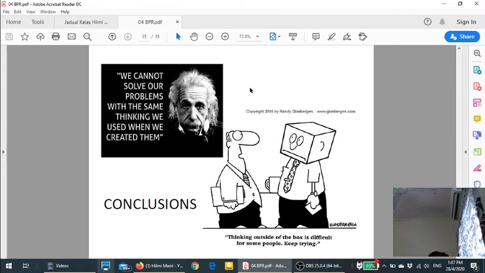It's a very radical change, but this kind of radical change is necessary for us to improve in the future. Okay, so for the conclusion, thinking outside the box is difficult for some people, and you have to keep trying. You have to convince people that this way of thinking outside the box is going to work, is going to reduce cost, is going to reduce resources, and is going to improve quality.